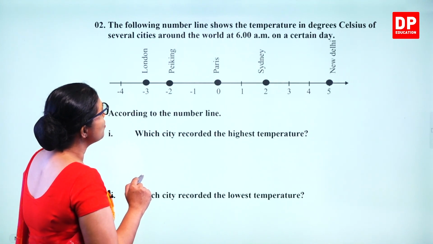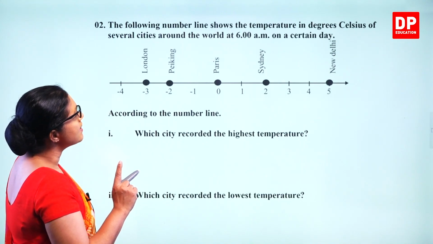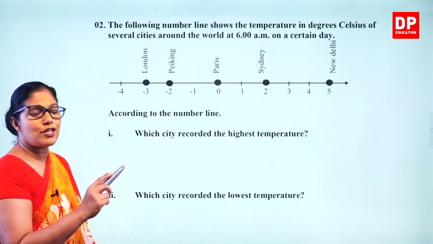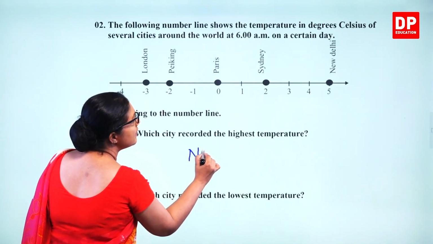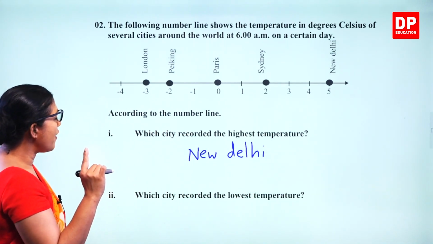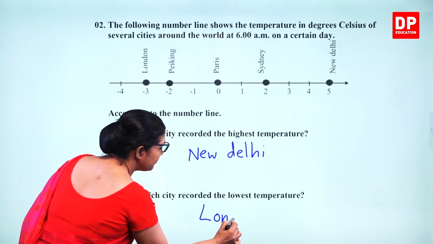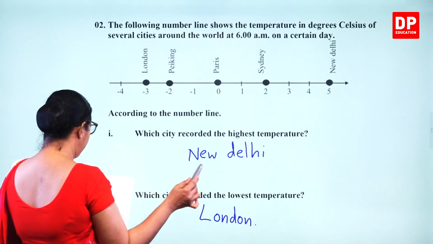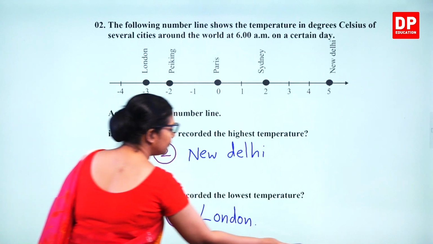The following number line shows the temperature in degrees Celsius of several cities around the world at 6 a.m. on a certain day. According to the number line, which city recorded the highest temperature? One which is to the right, that's New Delhi. Which city recorded the lowest temperature? To the left side, that's London. So how many marks for these two? 2 each. That's 4.